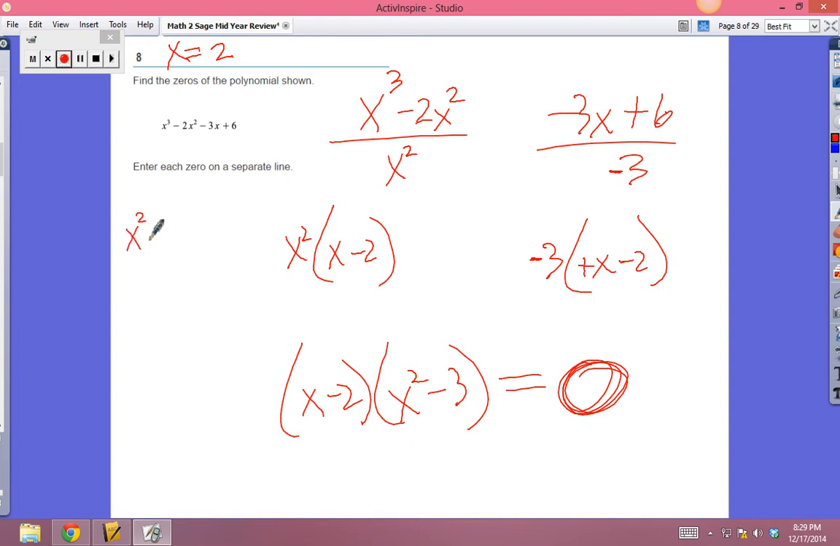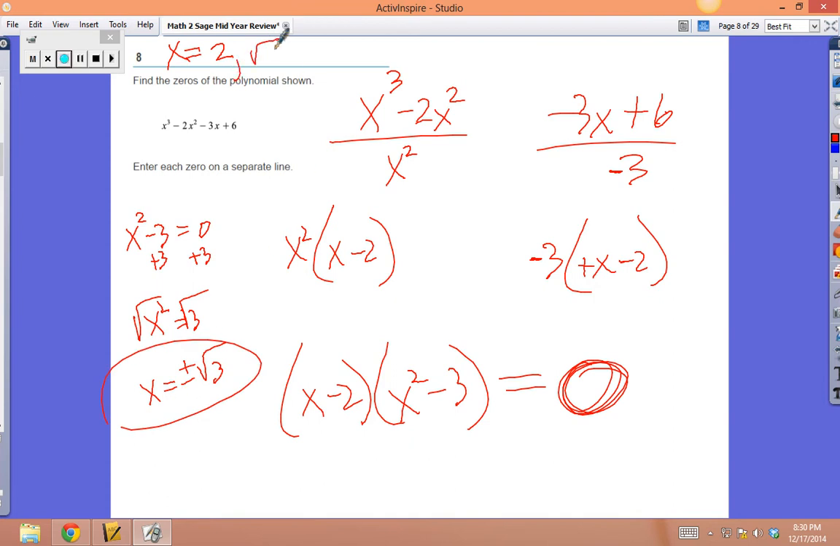So the question is x squared, make it equal 0. Just set it equal to 0 and undo the operation. So undo the minus 3, plus 3, you got x squared equals 3. Now undo the square. So square root, so you got x equals plus or minus square root of 3. So your other two roots are square root of 3 and minus square root of 3, and those are your 3 zeros.